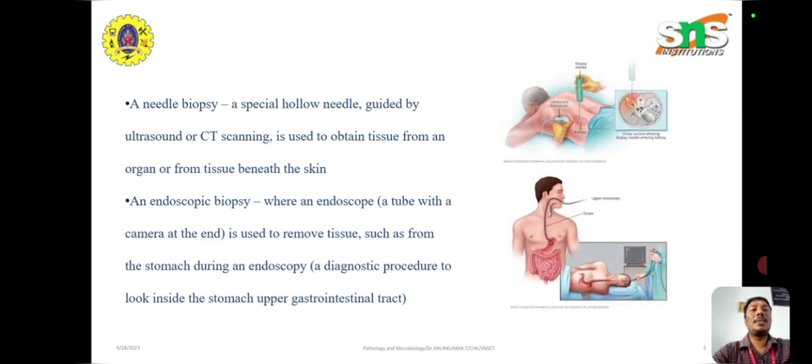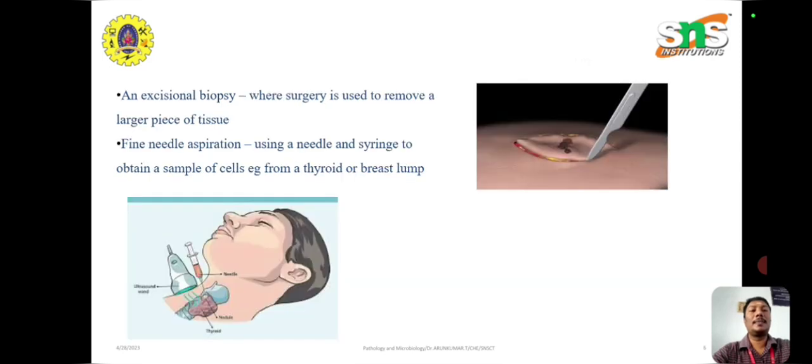A needle biopsy, a special hollow needle guided by ultrasound or CT scanning, is used to obtain tissue from an organ or from tissue beneath the skin. An endoscopic biopsy, where an endoscope, a tube with a camera at the end, is used to remove tissue, such as from the stomach during the endoscopy, a diagnostic procedure to look inside the stomach and upper gastrointestinal tract.